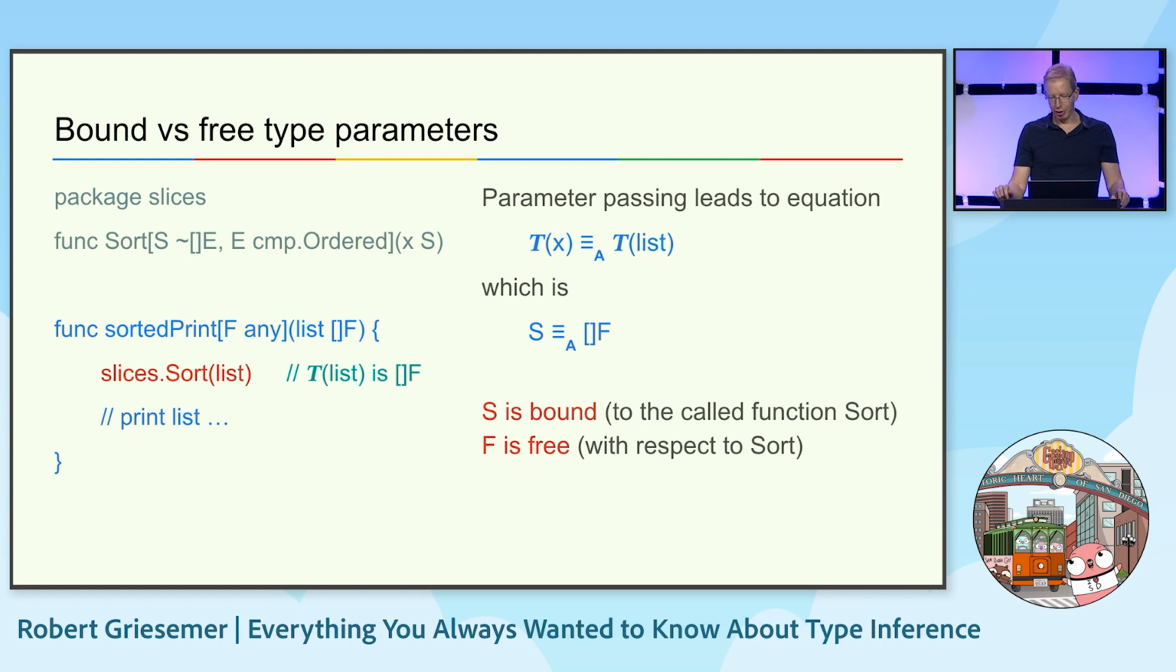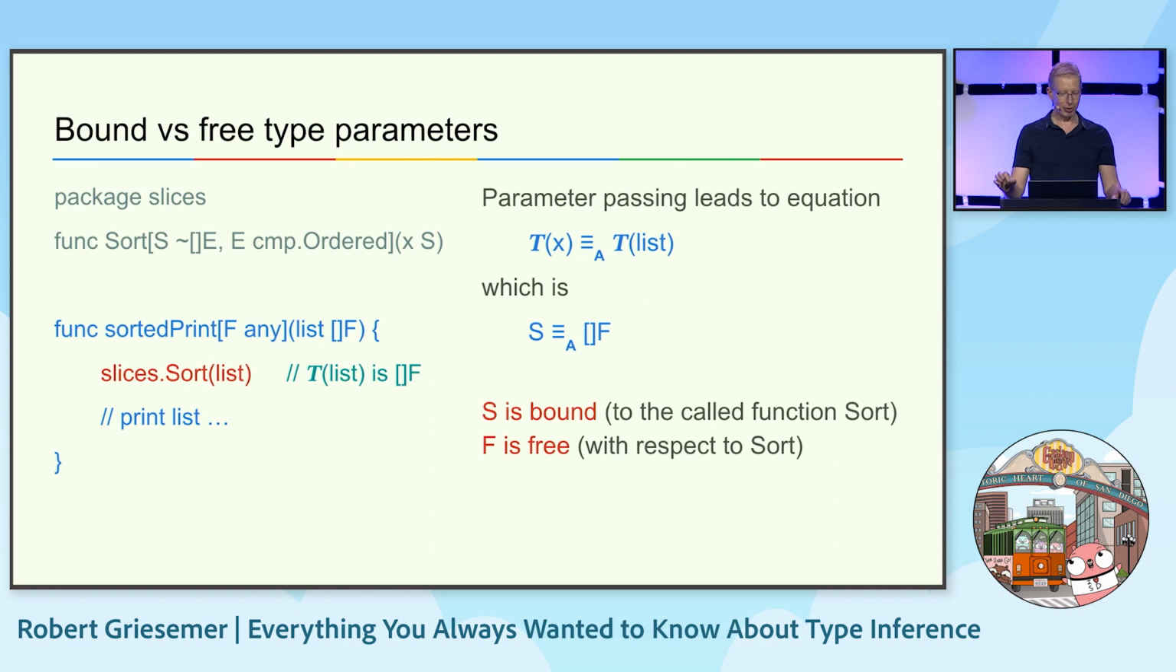The type equation for the parameter passing here is slice of f must be assignable to s. But in this equation, we have 2 type parameters, s and f. Which one do we need to solve the type equation for? Because the invoked function is sort, we actually care about its type parameter s, not the type parameter f. We say that s is bound to sort because sort declares s. Sort is the function that we are invoking and calling here.